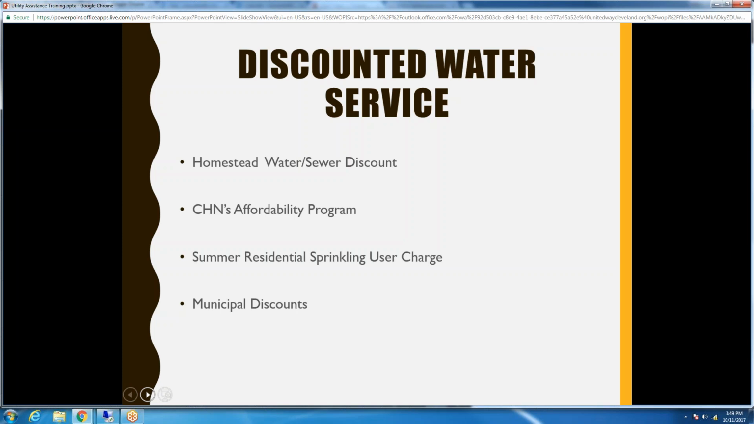I'm not really going to go over too much about the summer residential sprinkling user charge, as it runs May 1st through September 30th, but that can also be a discount that can help. And then, if it comes up, there may be municipal discounts. Several cities provide discounts on water bills. So if it comes up for the caller's zip code, once again, just read the service description and who qualifies, as it will be different for each city's program.